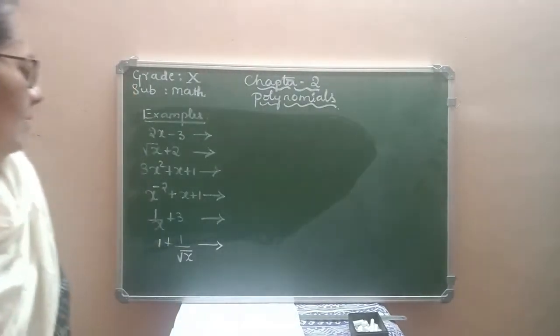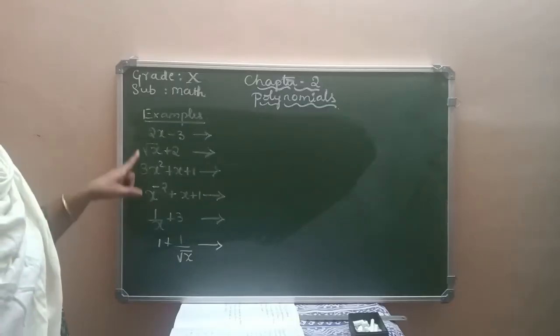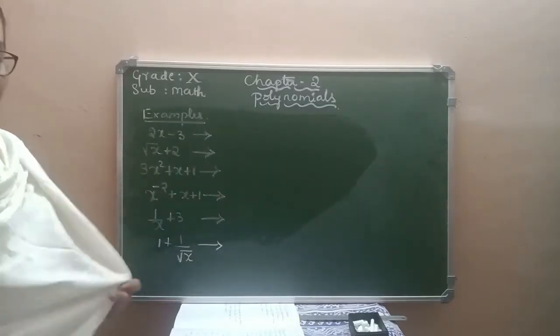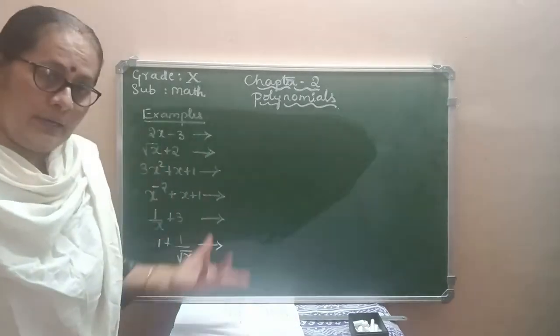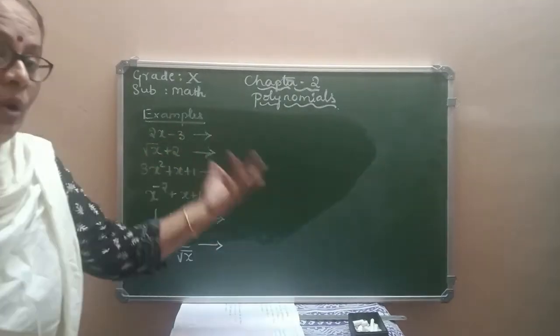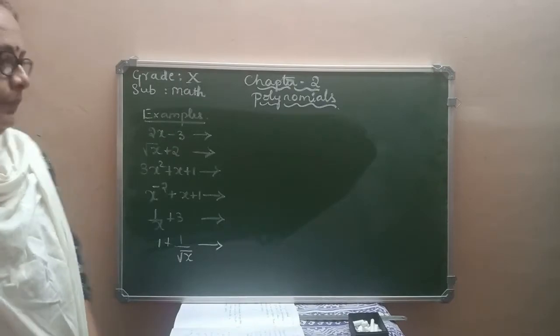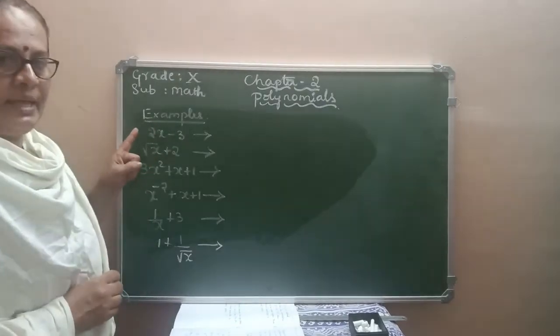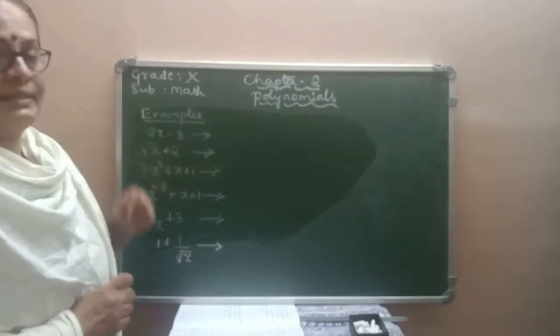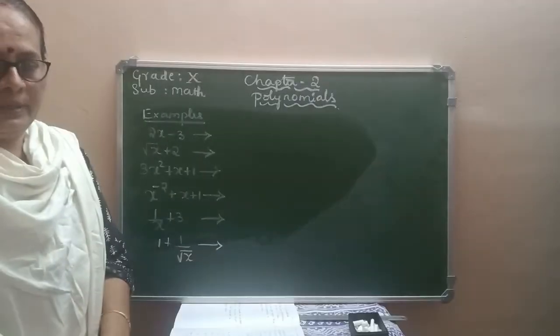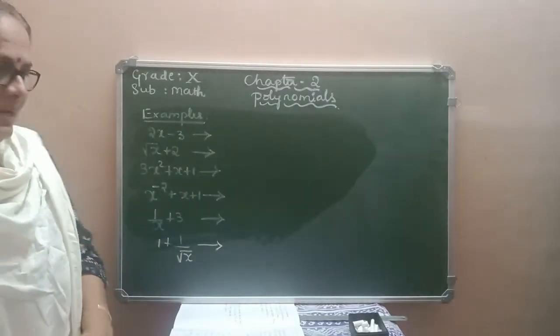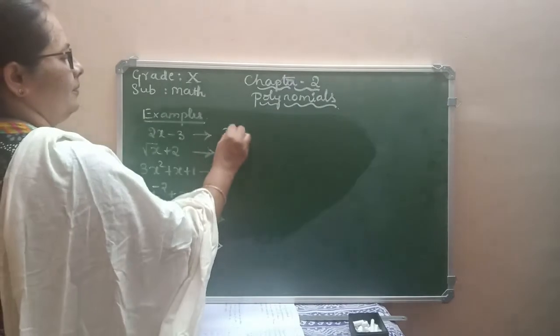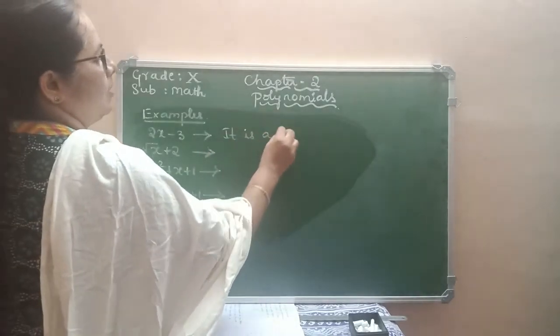Now you tell me which one of them. Here I gave 5 examples. Tell me which one is a polynomial and which one is not a polynomial. Now first one, we'll take the first example: 2x minus 3. Is it a polynomial? Yes, it is a polynomial.